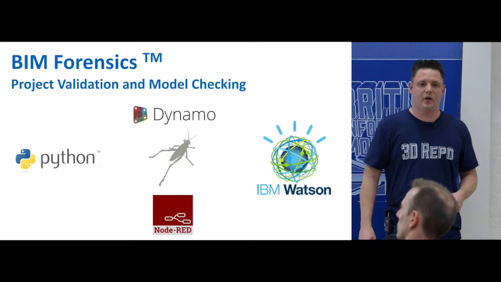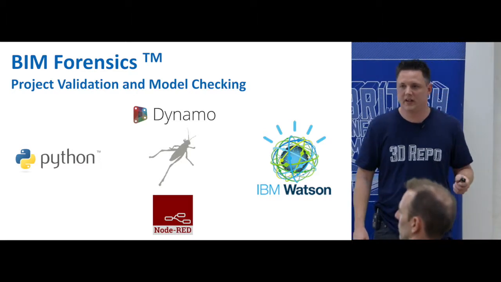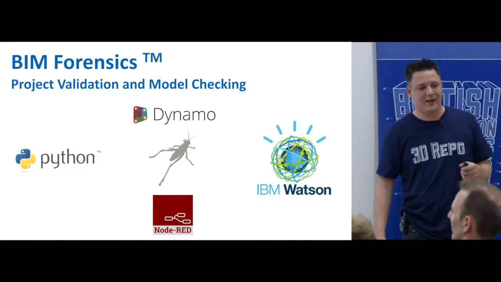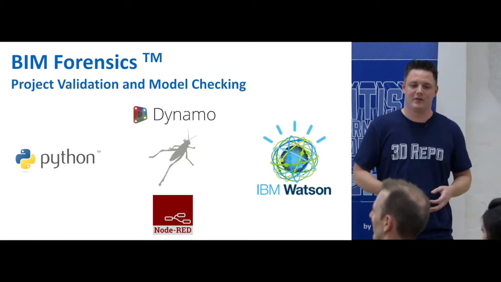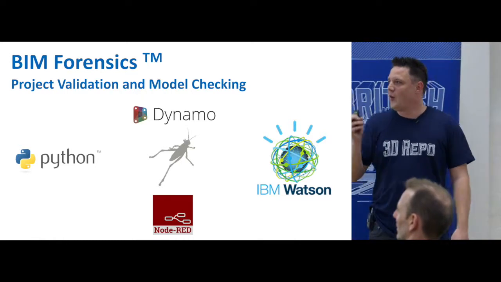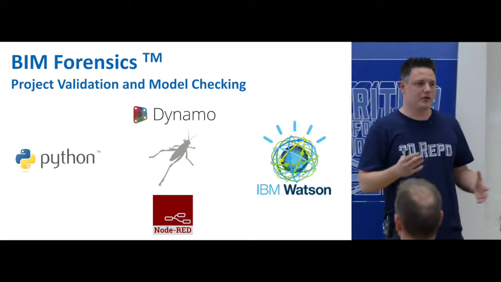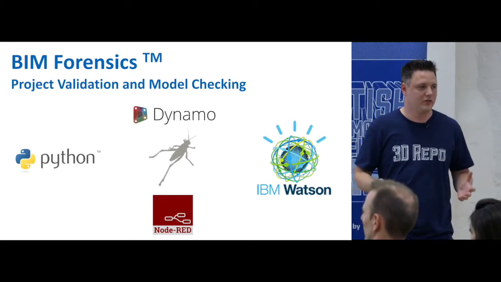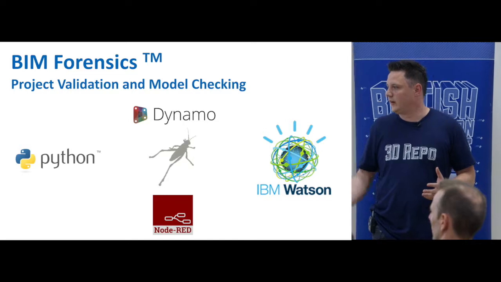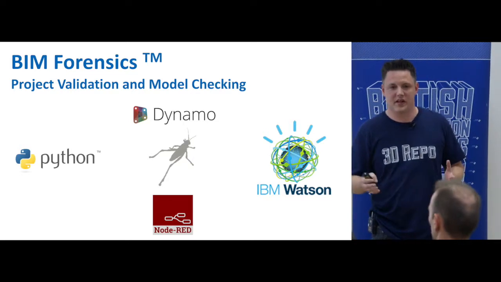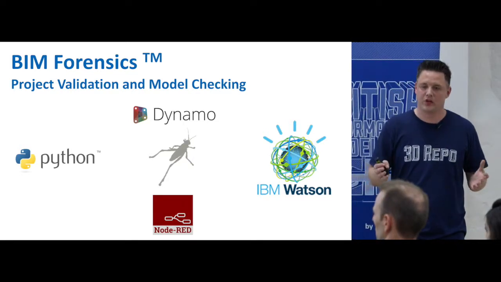Firstly is using a command line to the database, which I know is really geeky and most people won't want to do it. But you can actually code in and write your own queries through Python queries in the command line. We can then port that to things like Dynamo and Grasshopper, which are a lot more accessible to the construction industry. Also looking at Node-RED from IBM, which can do essentially the same thing from an open source standpoint.